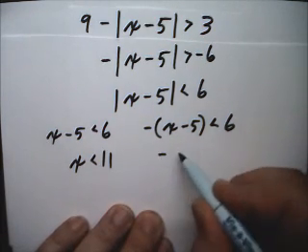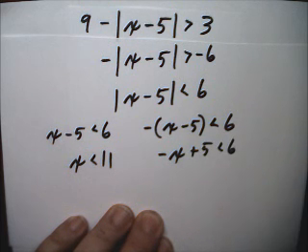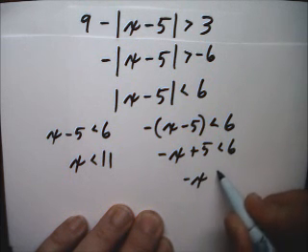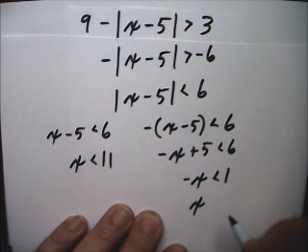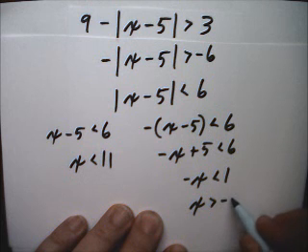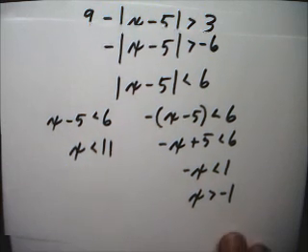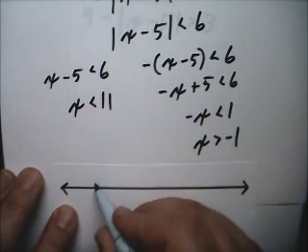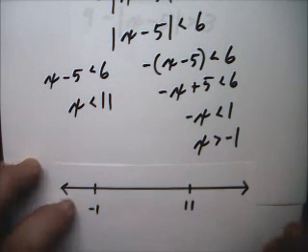And here I'll distribute this negative sign to get negative x plus 5 is less than 6. Now I subtract 5 from both sides and I end up with negative x is less than 1. And when I multiply both sides by negative 1, I get x is greater than negative 1. So now I'm ready to graph this, and my key points are negative 1 and positive 11.